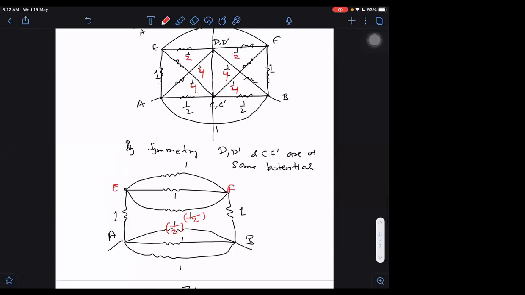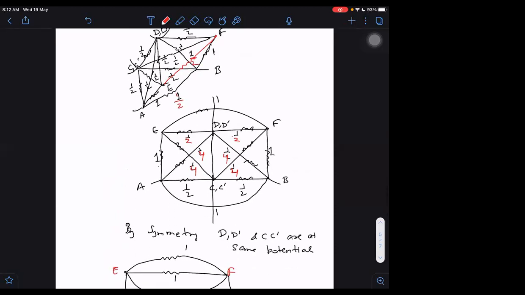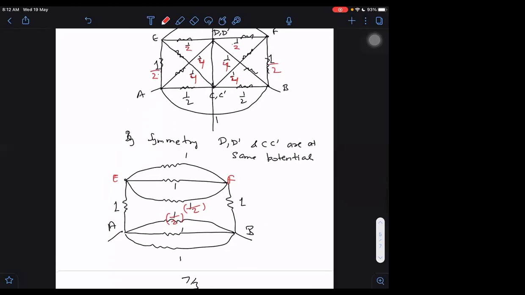E to F, this one is 1 by 2. Yes, sir. Top and bottom. This is also a diagonal one. 1 by 2 and 1 by 2, correct. That is also 1 by 2 and this side also is 1 by 2. So finally we got it. D to F also 1 by 2.